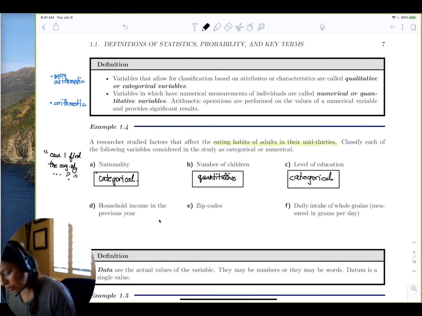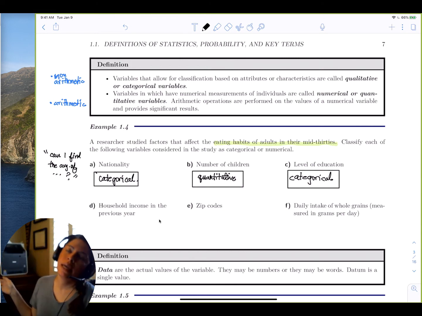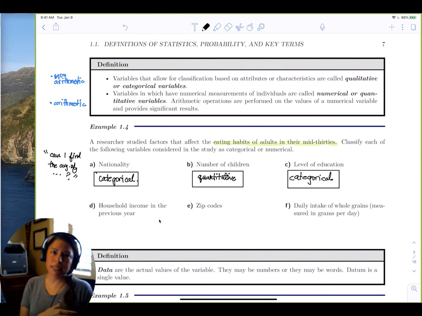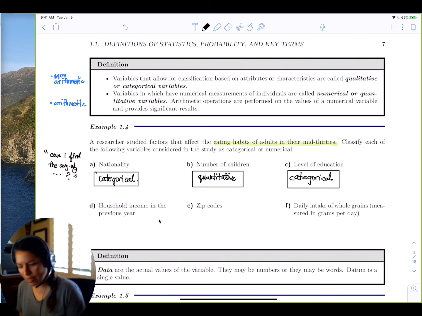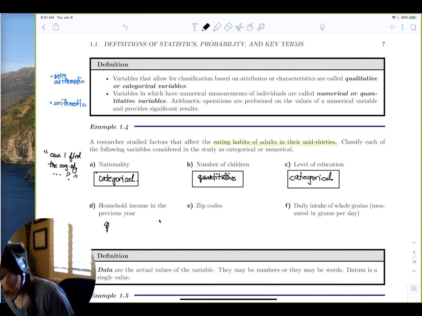Okay, how about household income? Can I add up a bunch of people's incomes and get the average household income in Orange County? Yeah, we all like money. So we definitely know this is a quantity, and so it's quantitative. And if you want to put numerical, that's fine too. Zip codes we discussed already. We already said that we couldn't find an average zip code, so we know that's categorical.